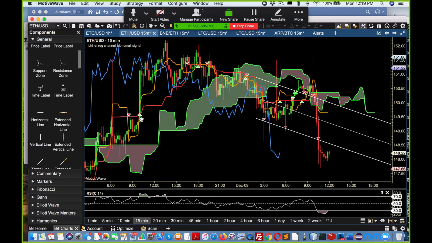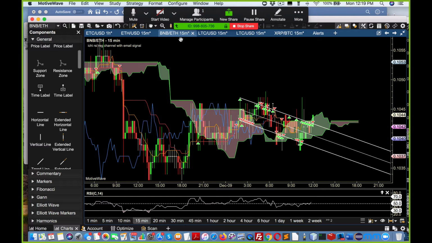Here's a nice entry right here. That is 151.13. Sold here, 151.62. So a slight profit. This one, BNB against Ethereum, can do well when markets go down. But here we have 0.1041. Exit might be right here. So that's like a slight profit.